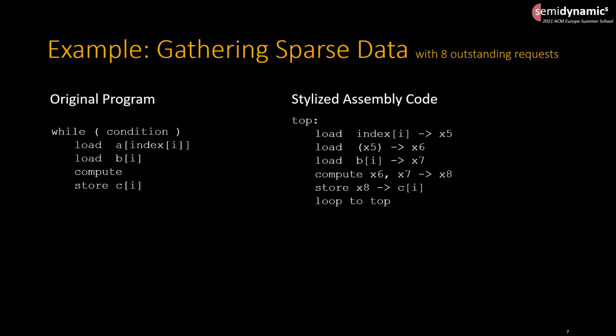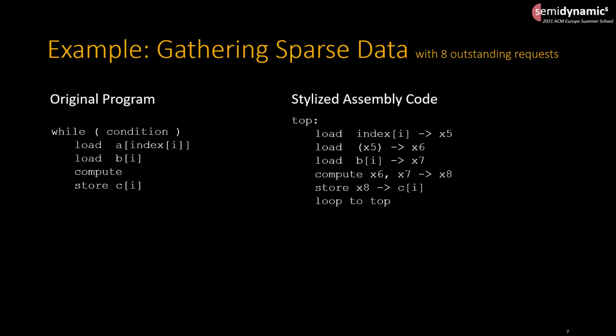This is gathering sparse data. If you can read the code on the left, which is stylized C, you have some while loop. You load from an array A using an index. So A of index of I, that's a problem because that's an irregular access. Then you load some data B of I, then you compute, and then you store C of I, right?